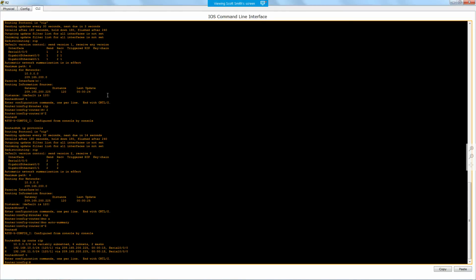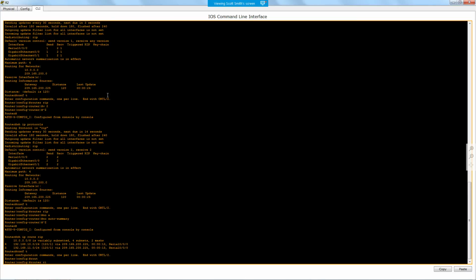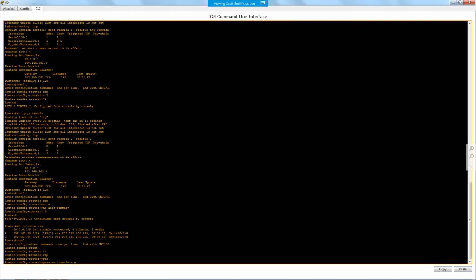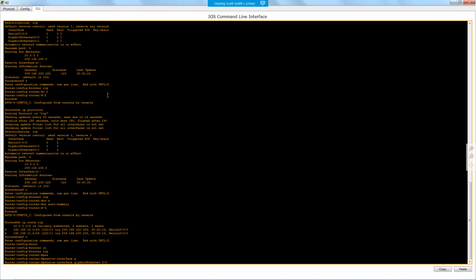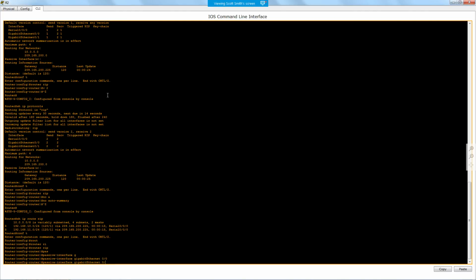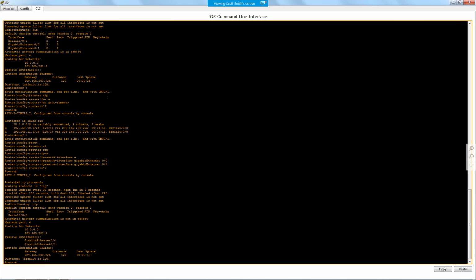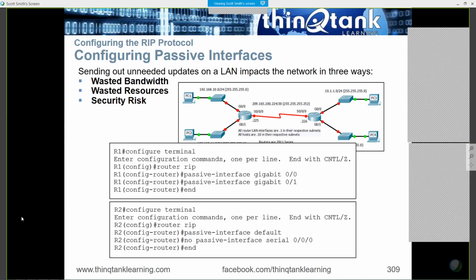There's two ways to implement passive. You can make an interface passive, or you can make all the interfaces passive and then make an interface not passive. So it's one or the other. You can choose how to do it. If most of your interfaces are passive, then you'll go ahead and do passive interface default, and then you'll make the interfaces you don't want passive not passive. If only a couple of interfaces are passive, you'll just make those interfaces passive. That make sense?